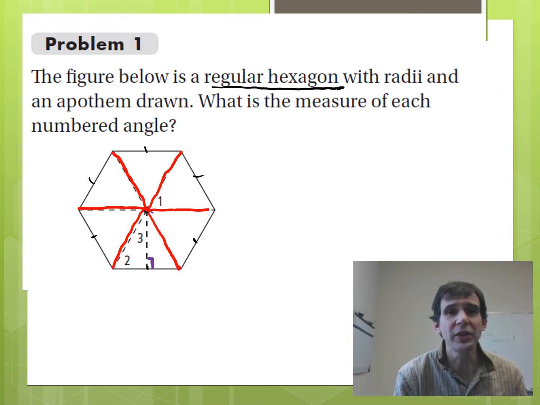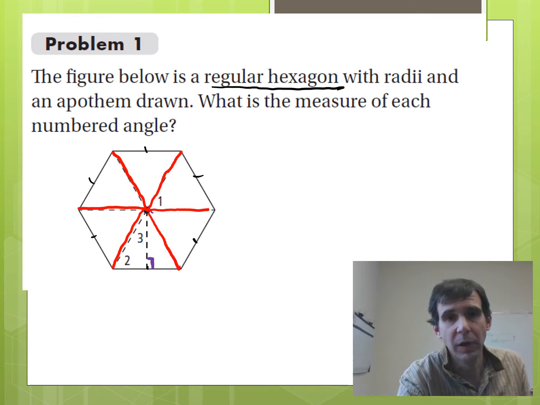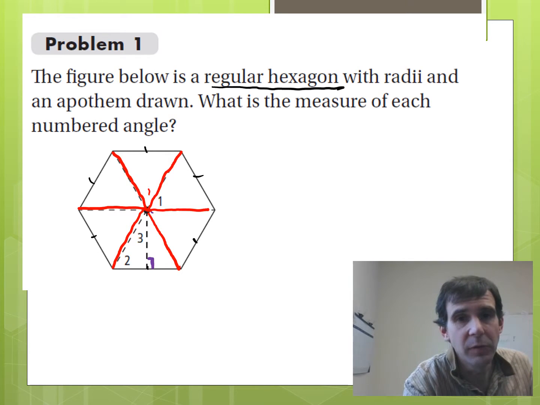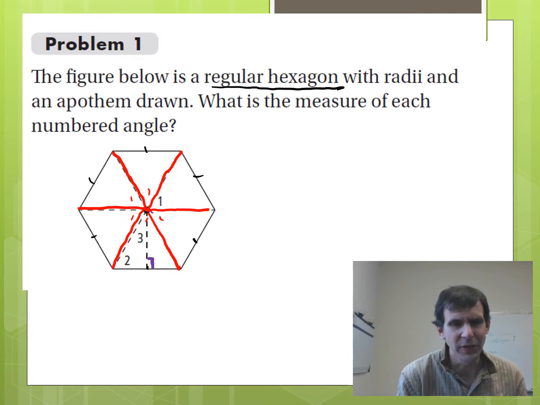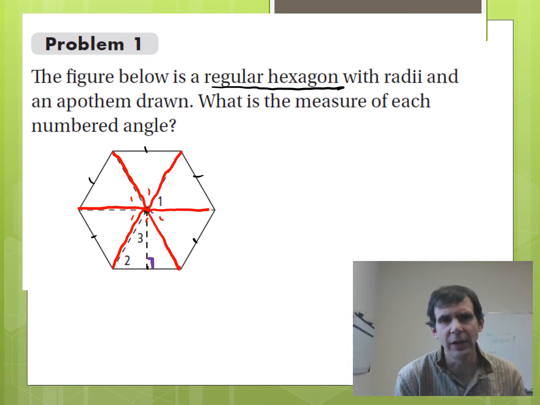So then it says, what is the measure of each numbered angle? Okay, so let's take a look. First of all, think to yourself, the measure of angle 1. Remember, all of these angles are going to be the same here. So 1, 1, 1, 1, 1, all going to be the same. So how are you going to figure that out? Take a moment, just hit pause, think for yourself. How do you know what those angles are?